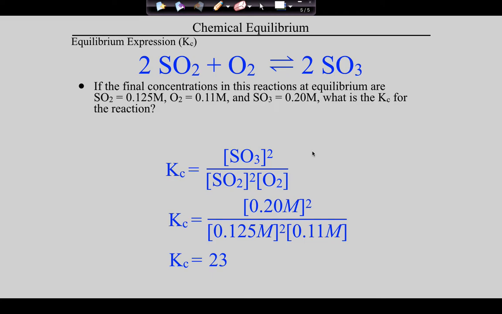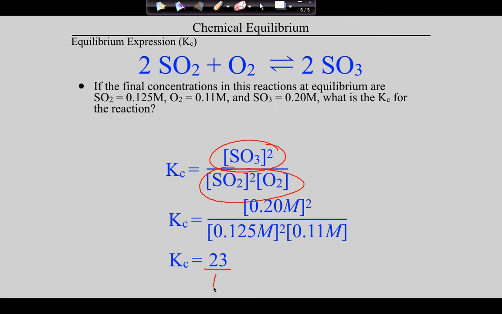So guys, what does it mean if this number is 23? What that means, guys, is at equilibrium, you've got 23 times more product than you do reactant, because the numerator is the products and the denominator is the reactants. And if you get the number 23, that is actually 23 over 1. So that means at equilibrium, you'll have 23 times more product than reactant.